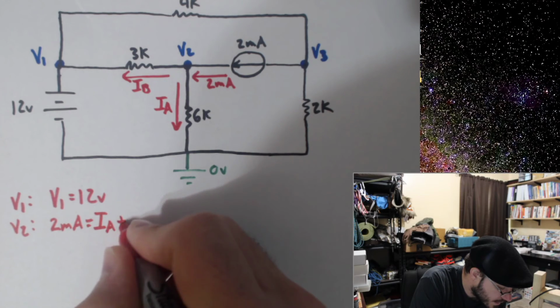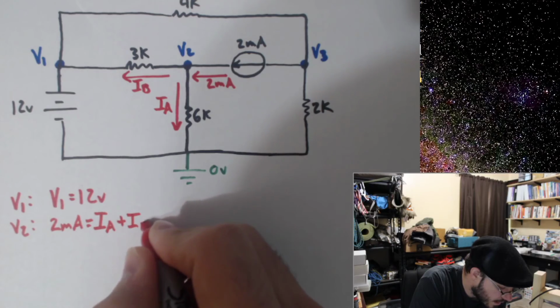IA plus IB. Do I have something underneath my board? No.